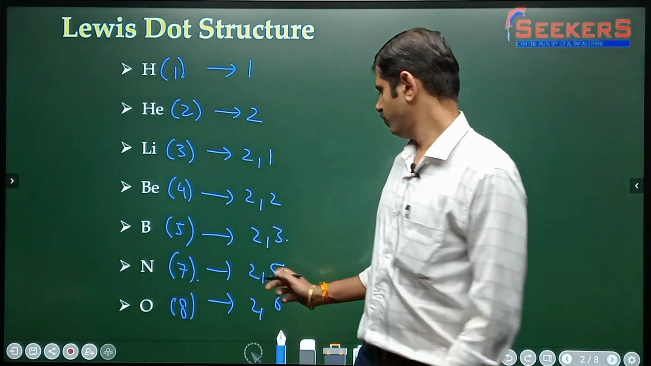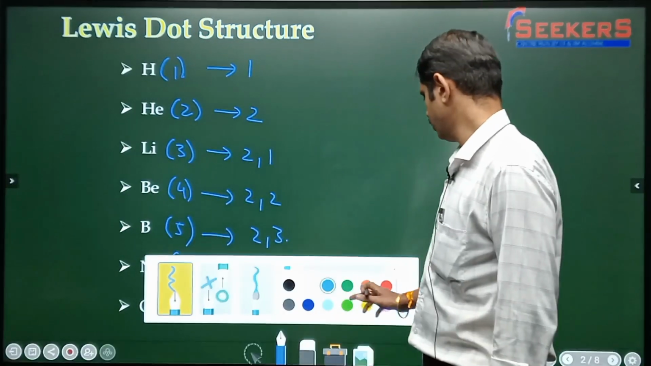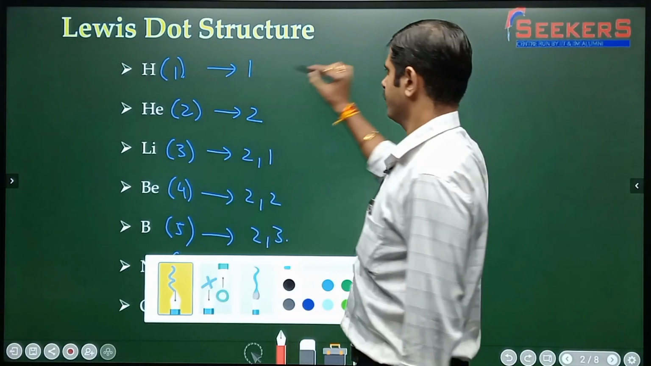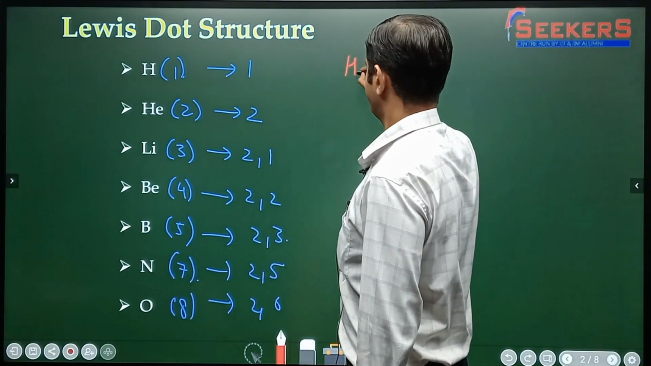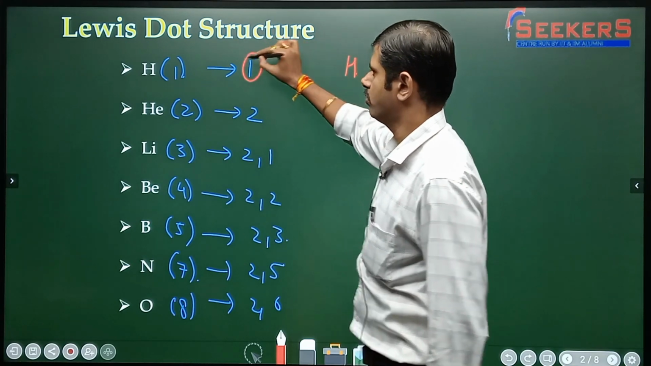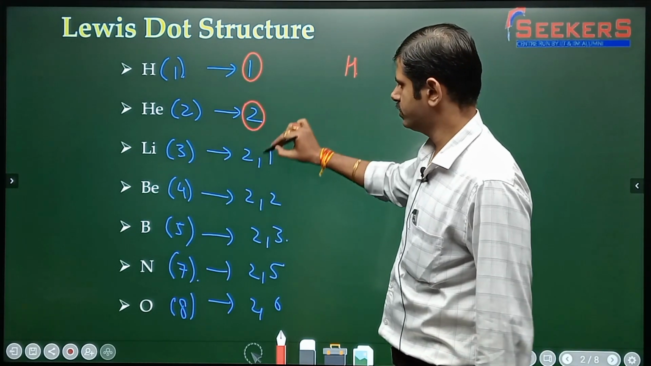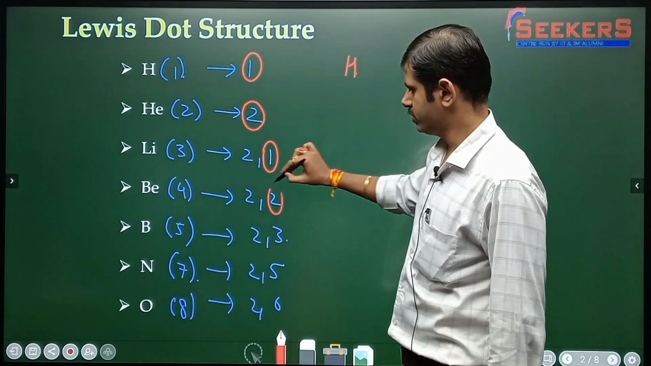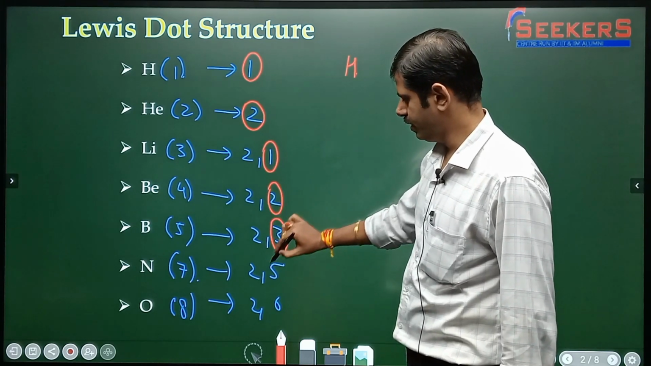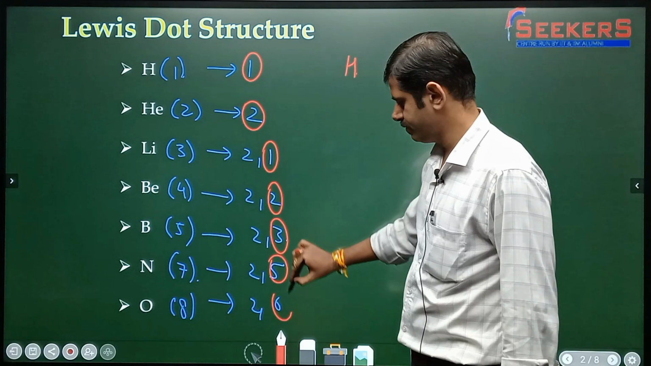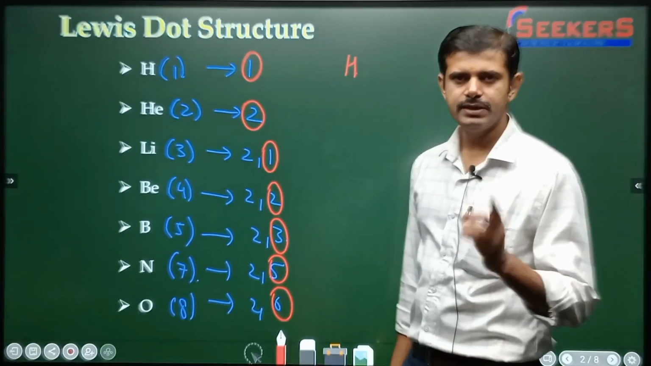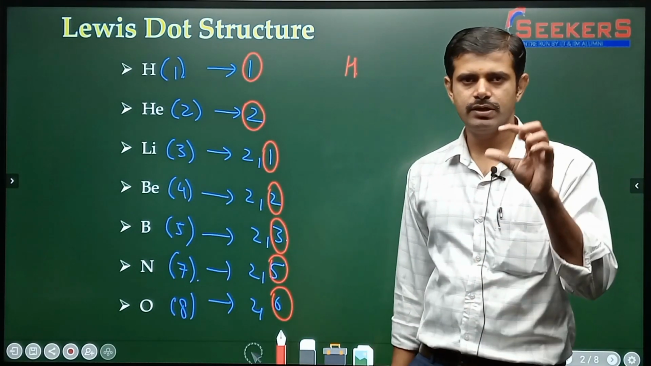Now, in the Lewis dot structure, what do we do? We always write the element and we write the valence shell electrons. Here the valence shell electron count is 1, here 2, here 1, here 2, here 3, here 5, here 6. And we represent these numbers of electrons with dots.